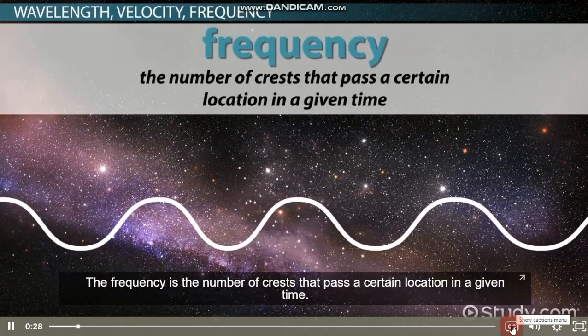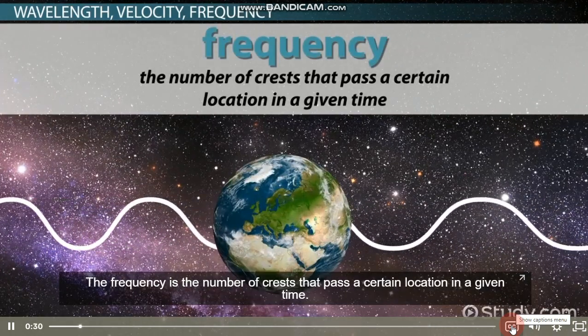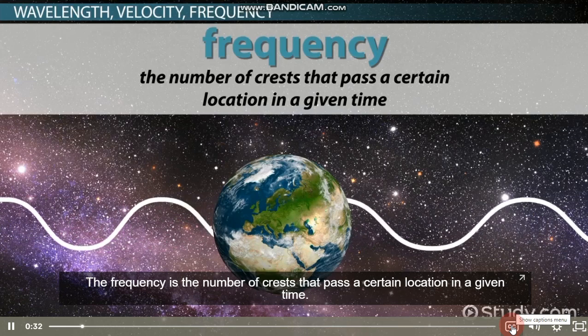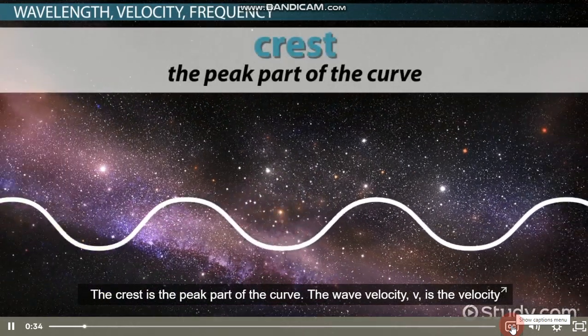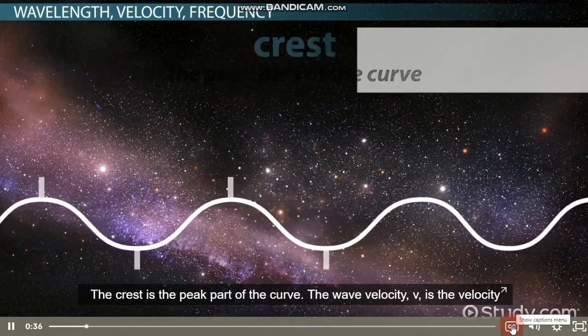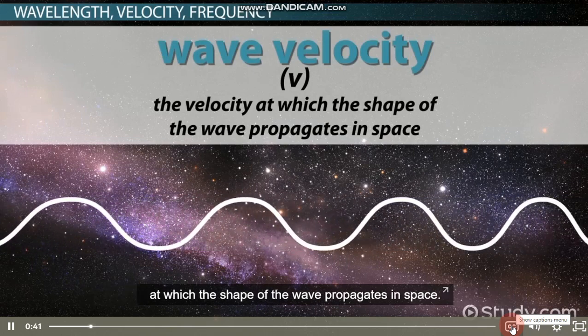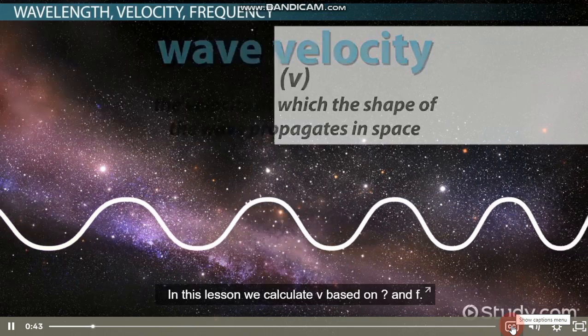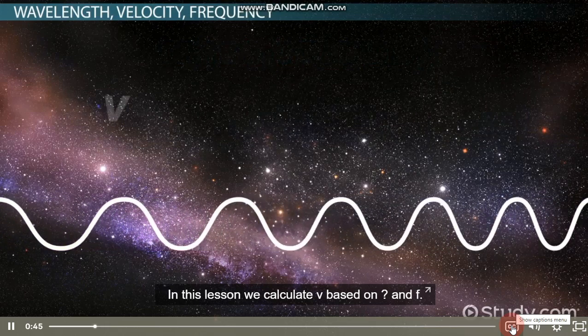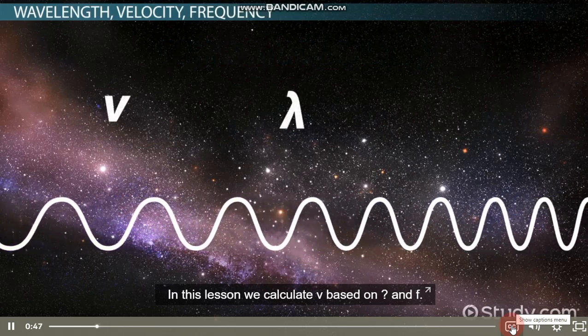The frequency is the number of crests that pass a certain location in a given time. The crest is the peak part of the curve. The wave velocity, v, is the velocity at which the shape of the wave propagates in space. In this lesson, we calculate v based on the wavelength and f.